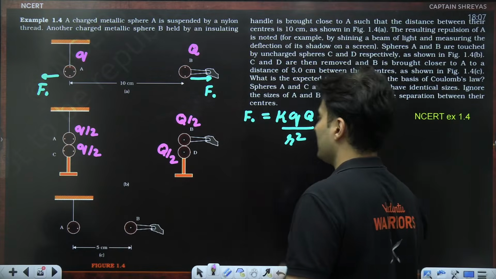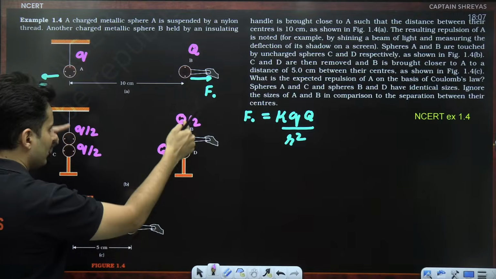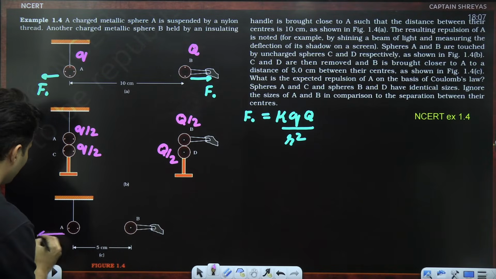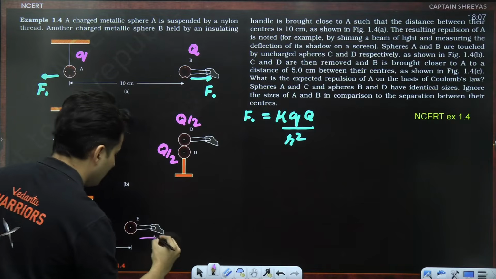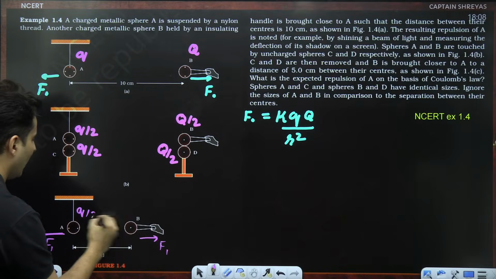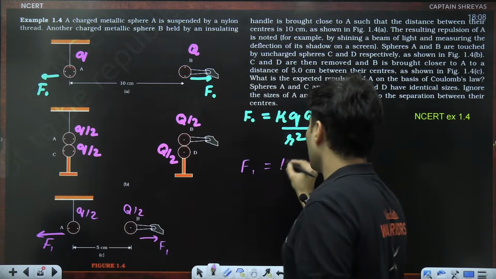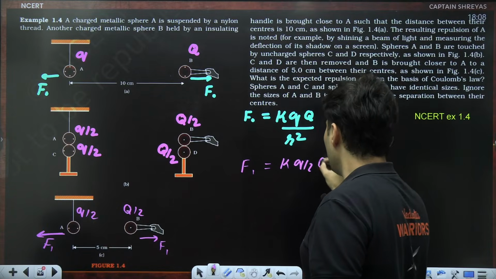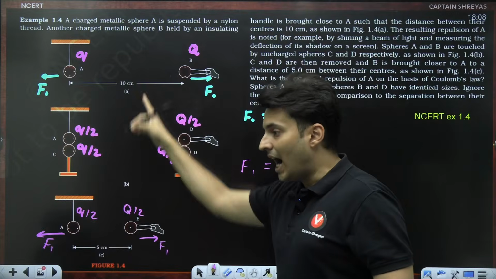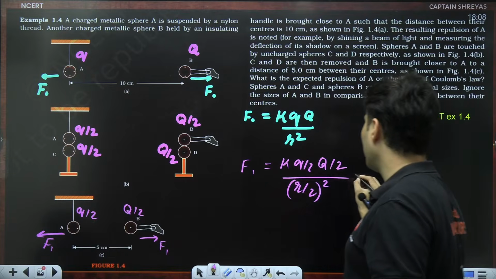Later on, when you touch the uncharged sphere, the charges become half and you bring them back over here. The new force will be, let's say, F1. Remember, the charges are also halved. So what is that new force? K times Q by 2, Q by 2, divided by distance. Instead of R, it is now R by 2, so I'll put R by 2 whole square.